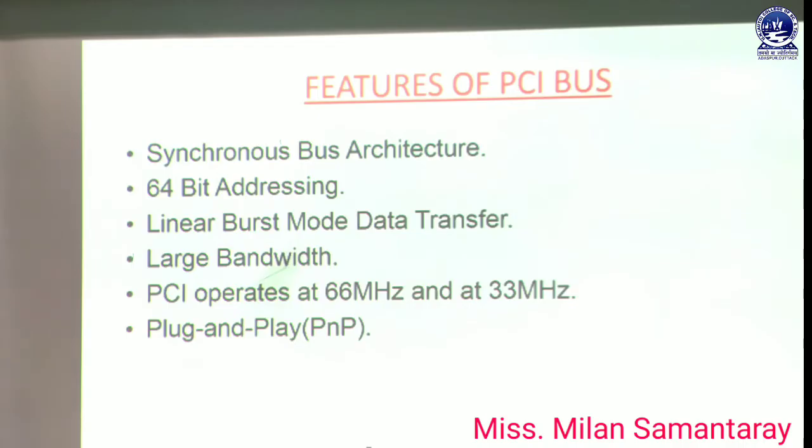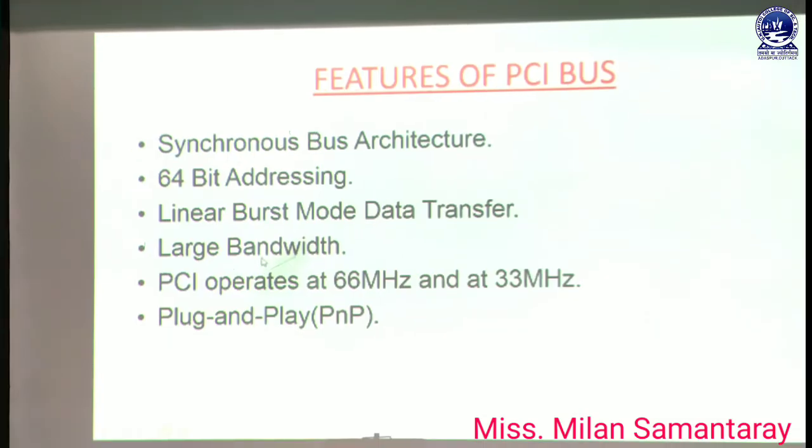And this PCI bus is of 64-bit addressing, and the data transfer followed in this PCI bus is the linear bus mode of data transfer, and then this bus transfers the electric signals in a larger bandwidth, and the PCI operates at 66 MHz and at 33 MHz. It supports larger bandwidth data transmission, and it operates on this frequency, that is 66 MHz to 33 MHz, and then it supports the plug and play protocol.